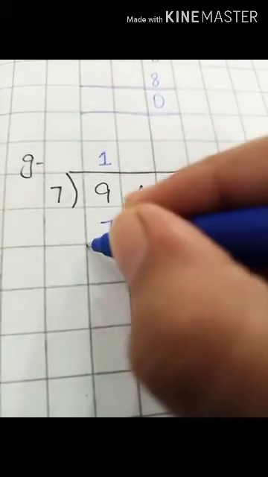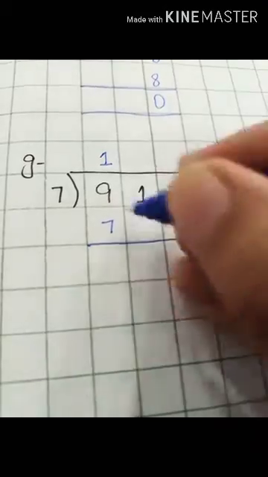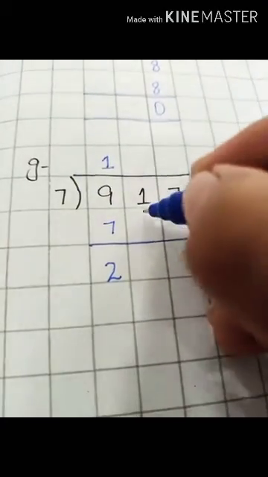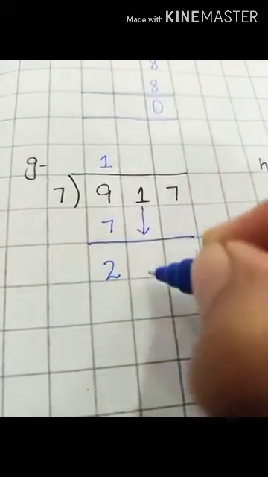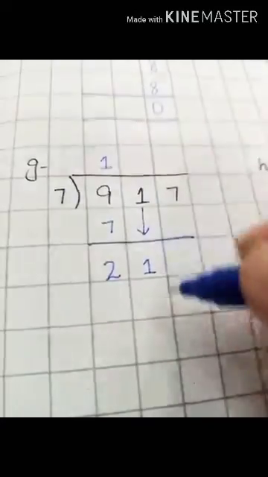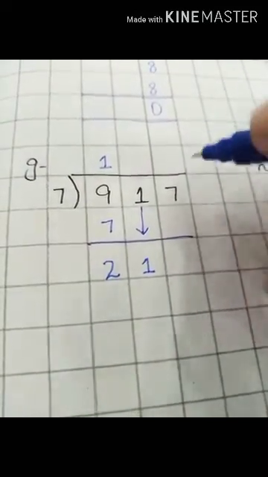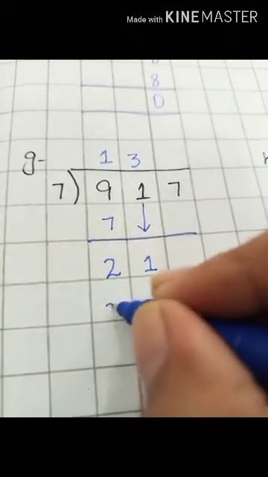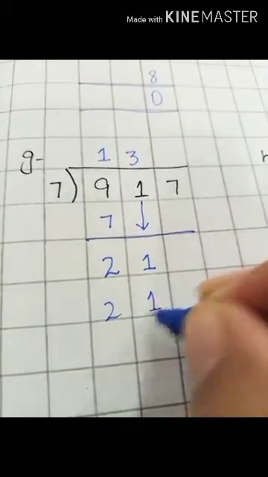So students, compare the dividend with the divisor. 7 1s are 7 and 9 minus 7 is 2. So here I am writing my answer 2. So students, look at this. This 2 is smaller than my divisor. I will have to bring this 1 down here. Read the table of 7 till the number 21. Yes, 7 3s are 21. Look, this 21 is completely divided.